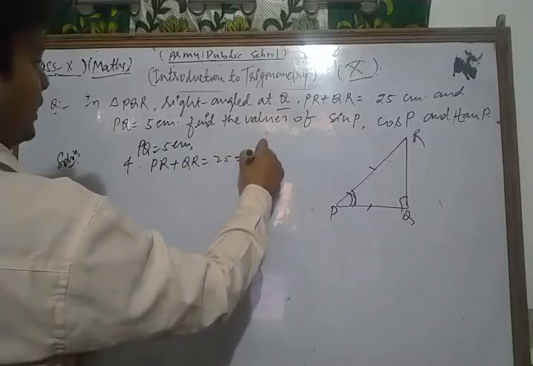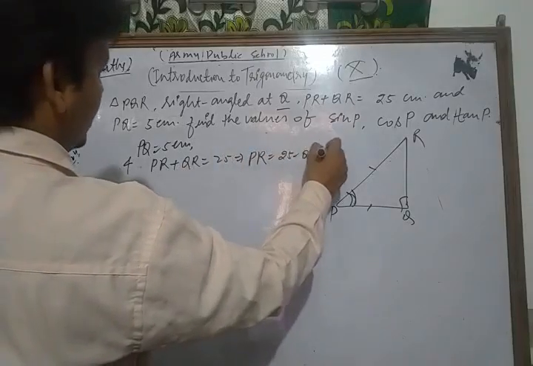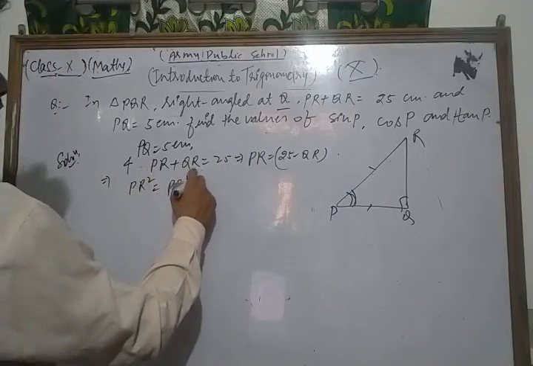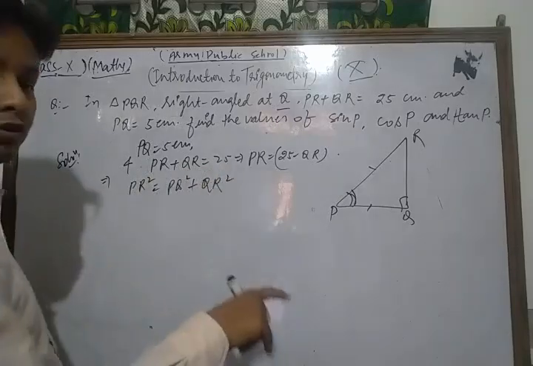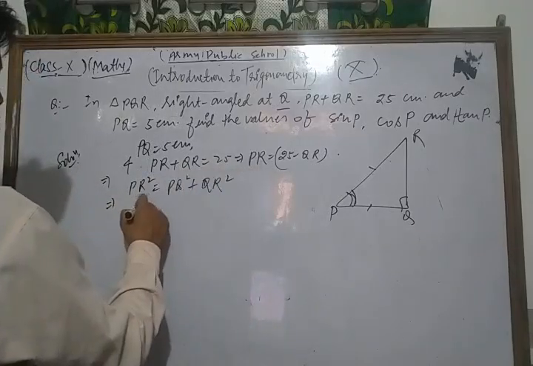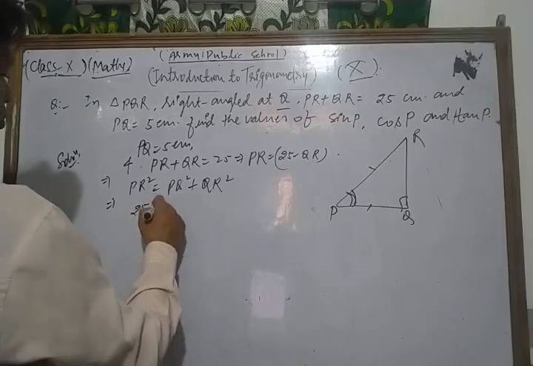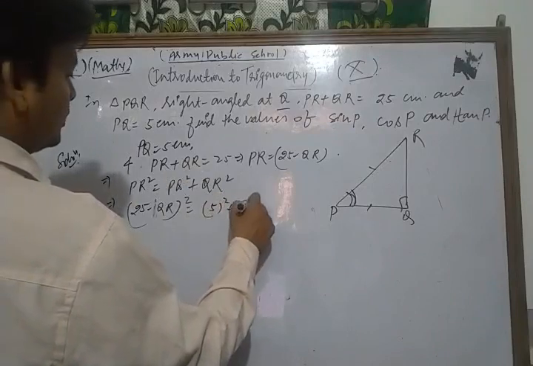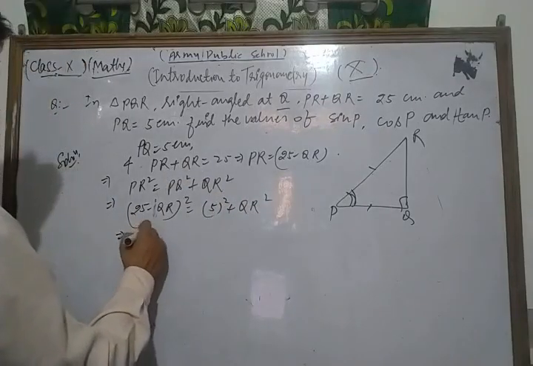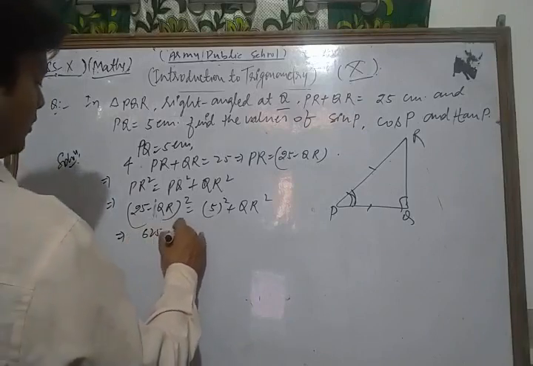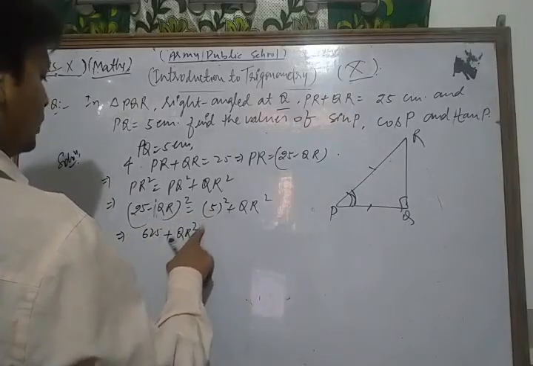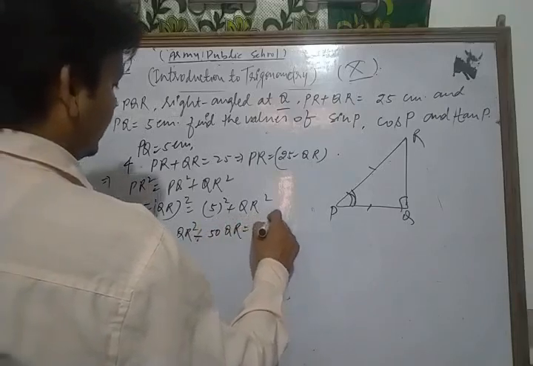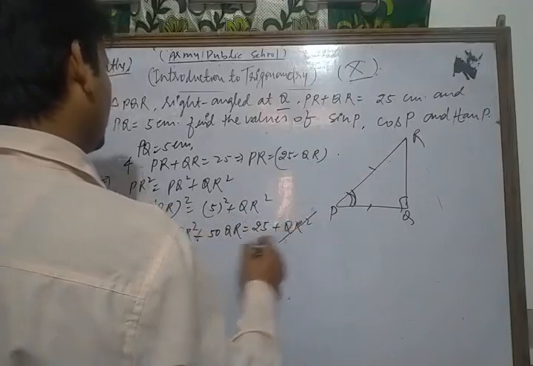That is the value of PR is 25 minus QR. Now we apply the Pythagoras theorem. So PR square is equal to PQ square plus QR square, same as previous question. Now we put PR as 25 minus QR, whole square, is equal to 5 square plus QR square. Now we simplify: this is a square, 625, plus b square, QR square, minus 2ab, 50 QR. This is 25 plus QR square. So QR square cancels on both sides.